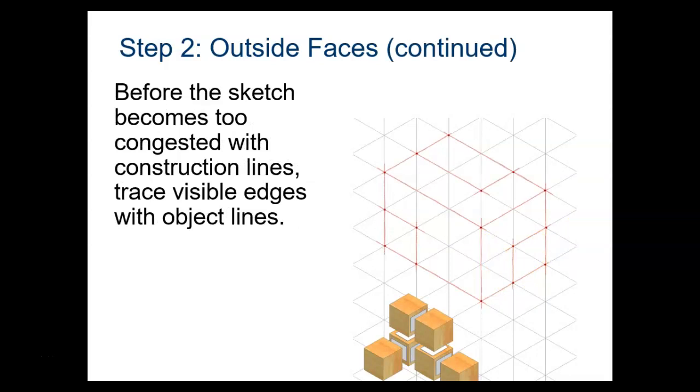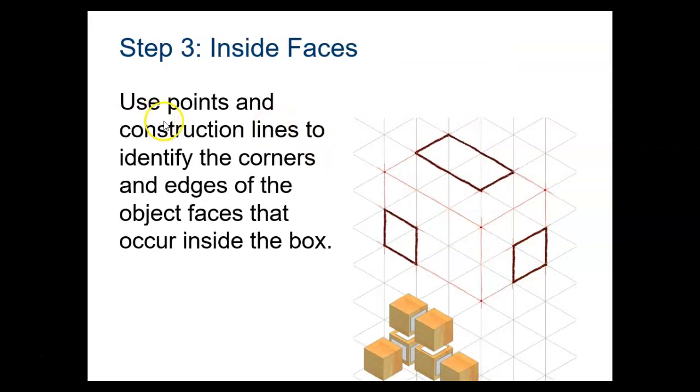Before the sketch becomes too congested with construction lines, start drawing your object lines. So right here we have the object lines of this top surface, the object lines here of this surface, the object lines of this surface. Use points and construction lines to identify the corners. So here we have an edge, and that's going to be this edge. Here we have this edge, which is going to be this edge, and so forth.